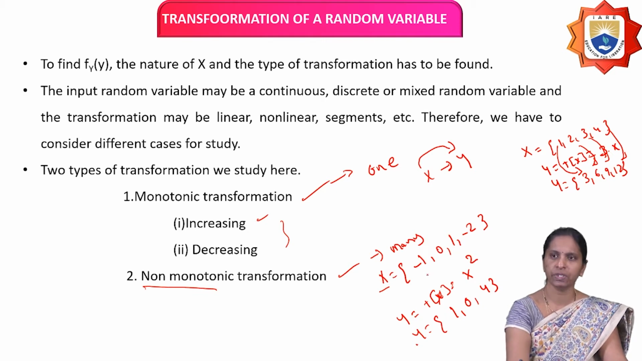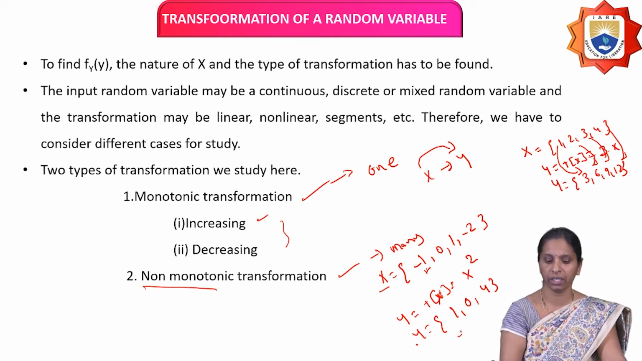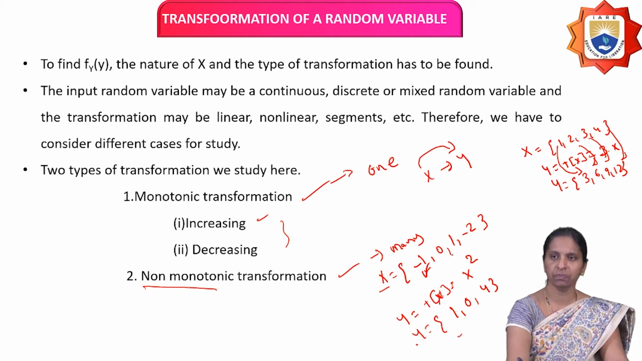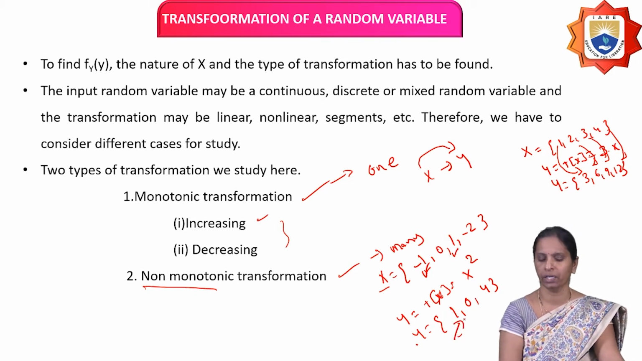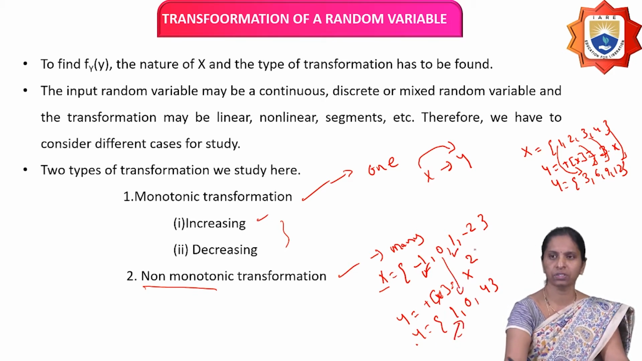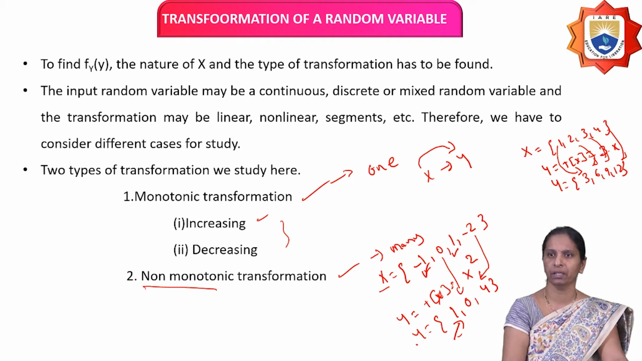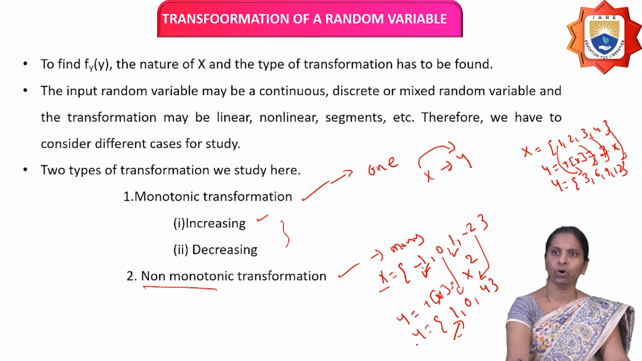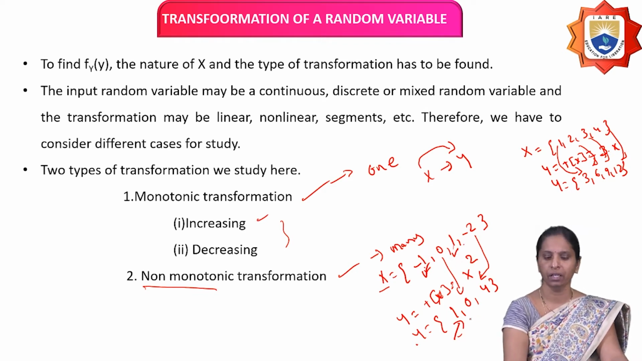So if you observe the correspondence or mapping between the original random variable and the transformed random variable, what can you observe? The minus 1 and 1 both correspond to a single value 1. And 0 corresponds to 0, and minus 2 corresponds to the value 4 in the transformed random variable y. It means both minus 1 and 1 correspond to a single value in the random variable y. Nothing but what?